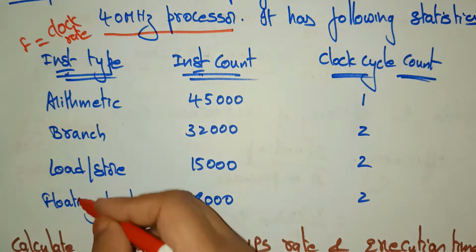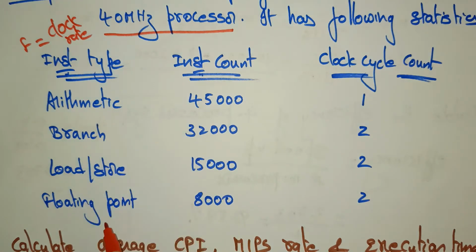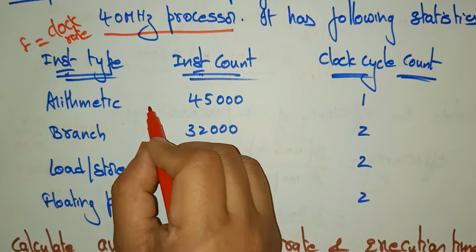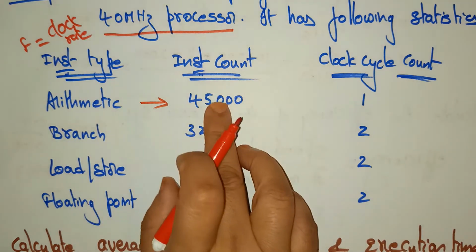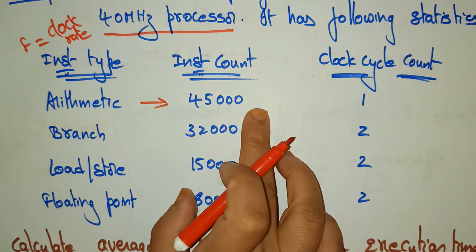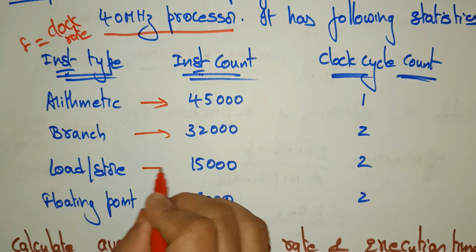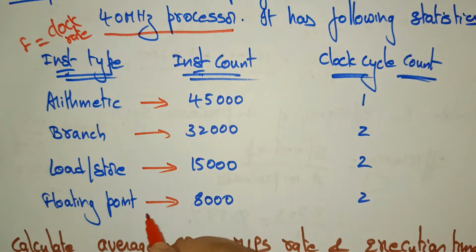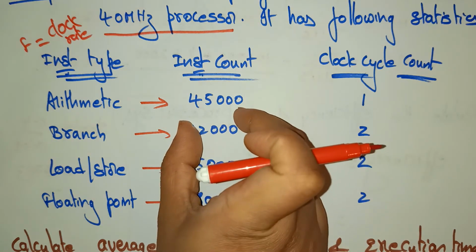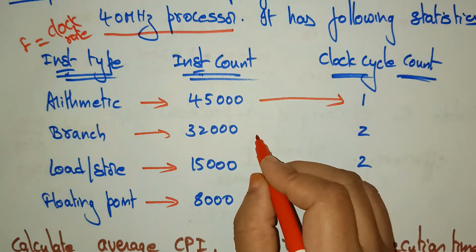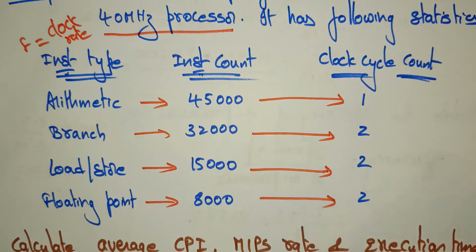I am taking the 4 instruction types in my complete benchmark program: arithmetic, branch, load store and floating point. The size of the arithmetic part is 45,000. The instruction count is nothing but the size of your program. Branch will take 32,000, load store will take 15,000 and floating point 8,000. The arithmetic instructions take 1 clock cycle, and branch, load store and floating point each take 2 clock cycles.